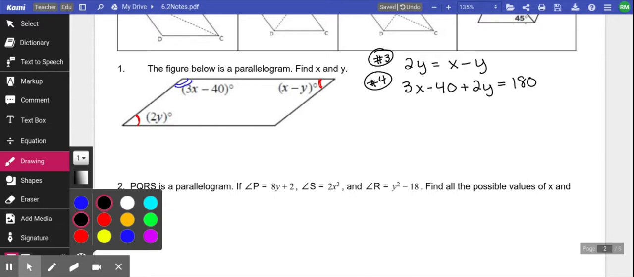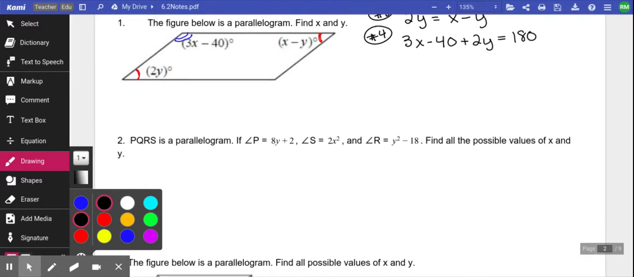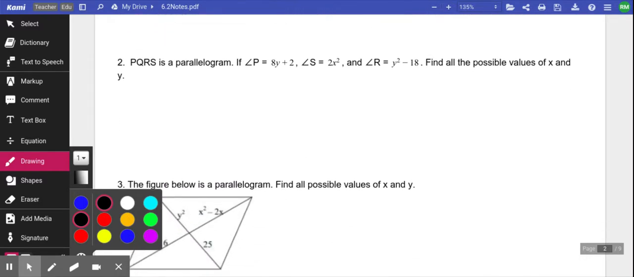Remember, you're finding two variables. You got to figure out what x and y are. I'm going to leave you with that to work out. At the very end, I'll come back and give my answers. So if you want to pause and solve it, that's fine, but we are going on to problem number 2.